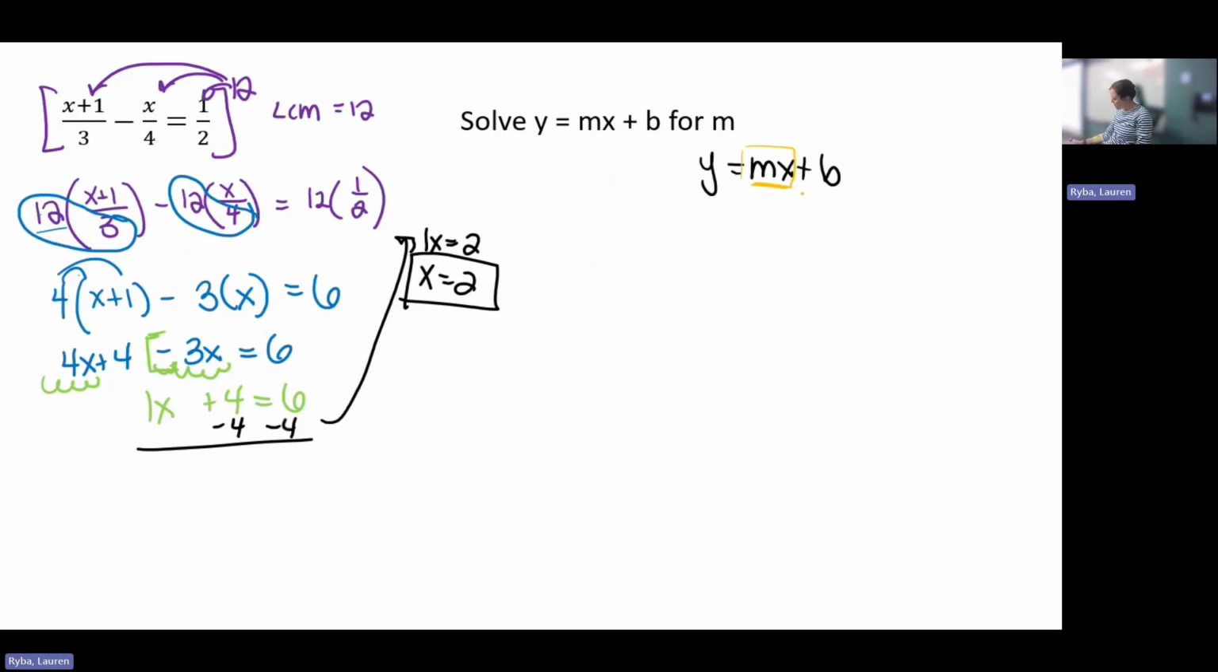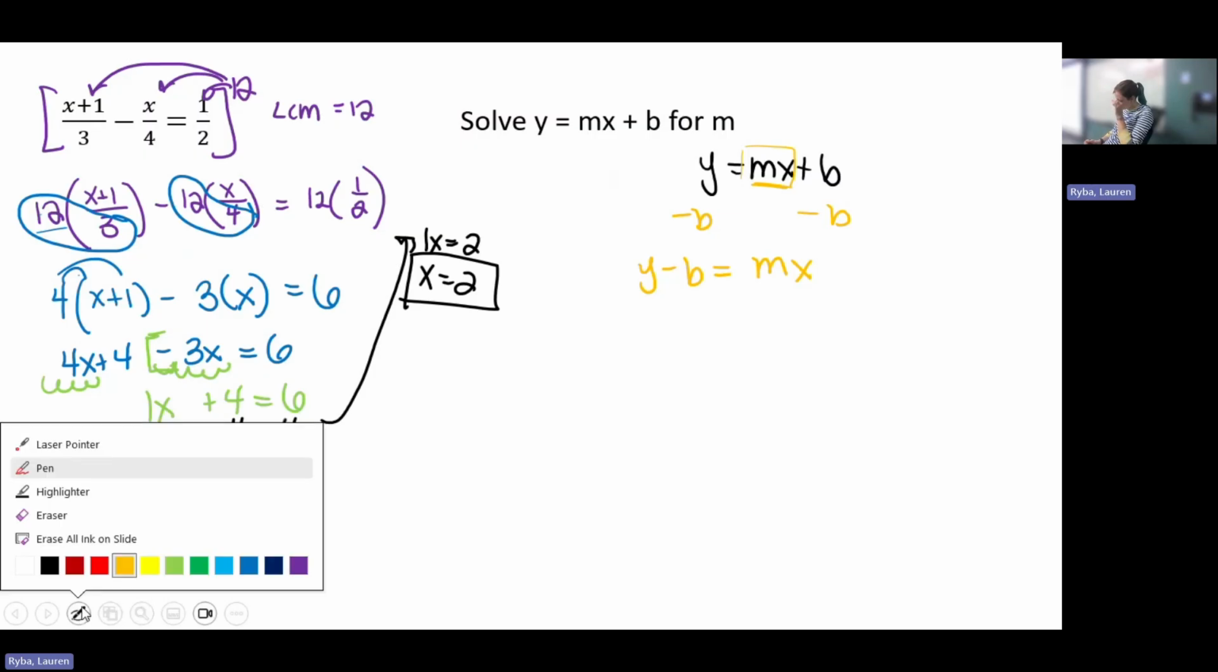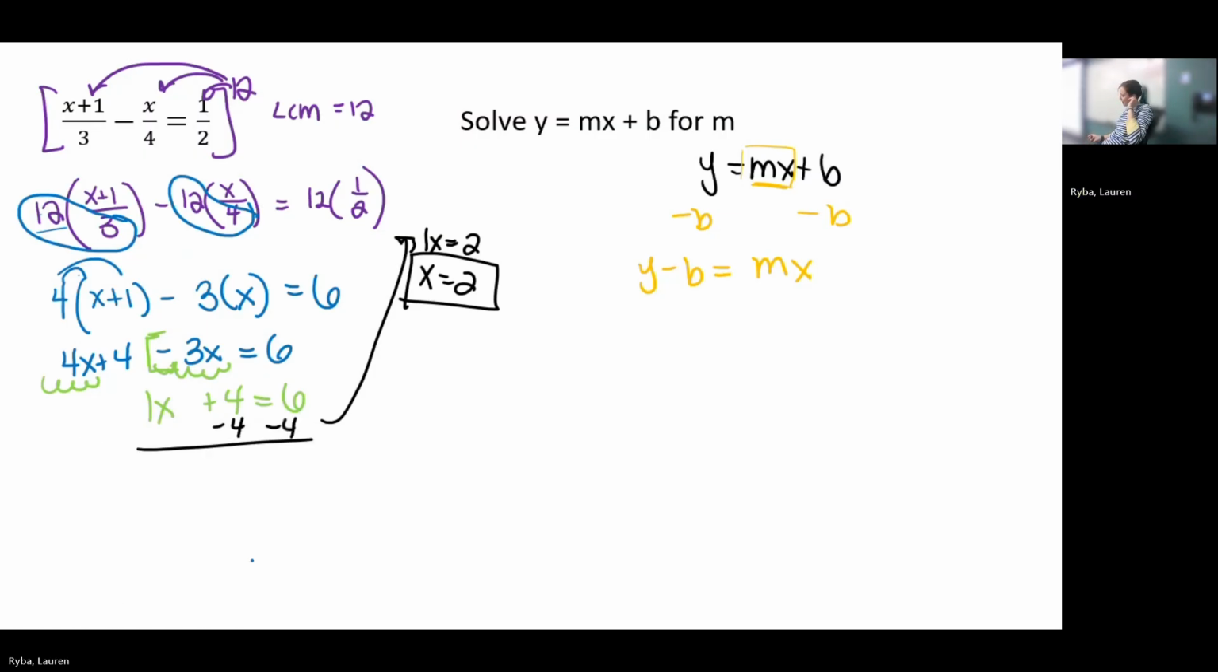In order to get rid of plus b, I'm going to subtract b from both sides. So y minus b equals m times x. Now I am left with the mx term by itself. So now I can get m by itself by dividing by x. So y minus b all over x is equal to m.